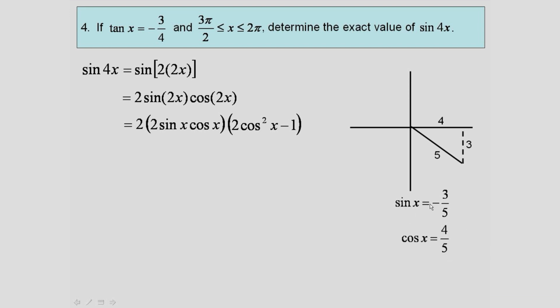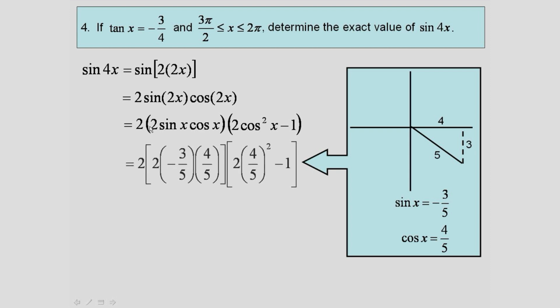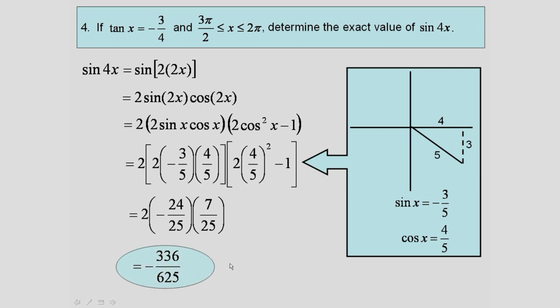These values will now be substituted in this expression. 2 sine x we know is this, cos x is 4/5. 2 cos squared x just means take the value of cos x and square it, and minus 1. Grab your calculator, or better yet, do some mental math. We get this and multiply for a final answer of negative 336 over 625. That is the exact value of sine 4x.